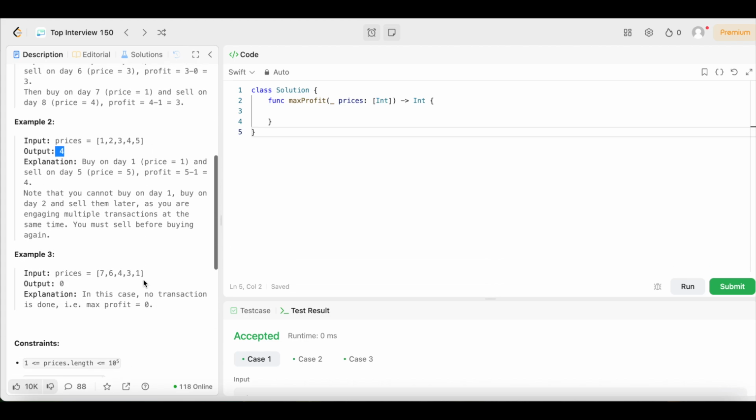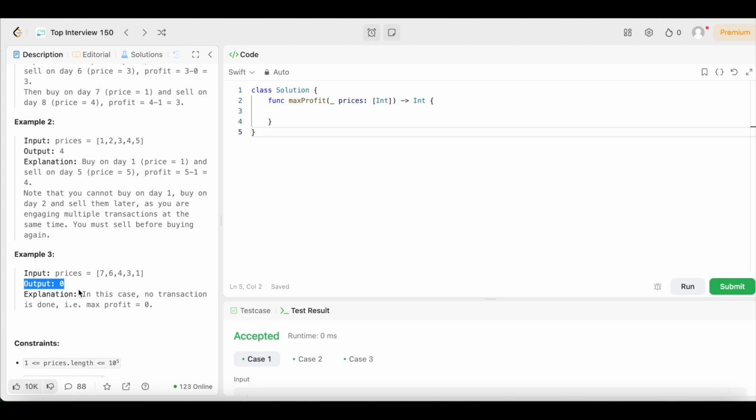So now let's look at example 3, where they might try to throw a trick our way where there is no way to make money. It's impossible to make money in example 3, so let's go ahead and look at it. So in example 3, we have the prices equals an array of integers representing the stock prices again, 7, 6, 4, 3, and 1.